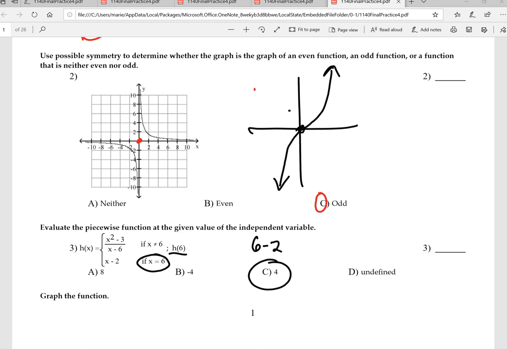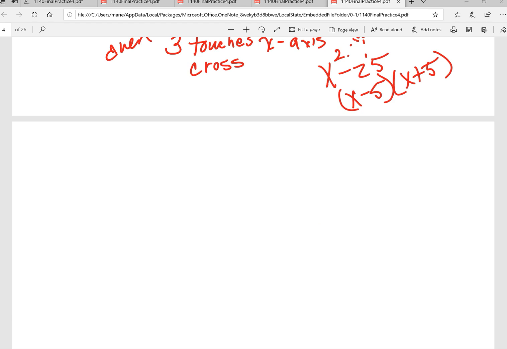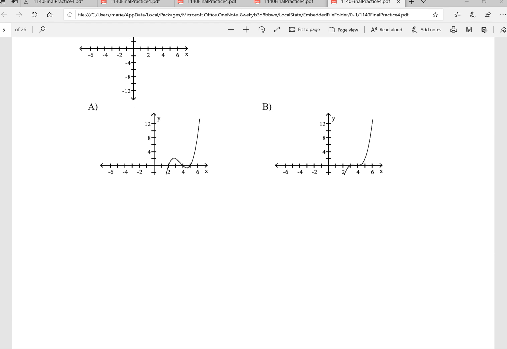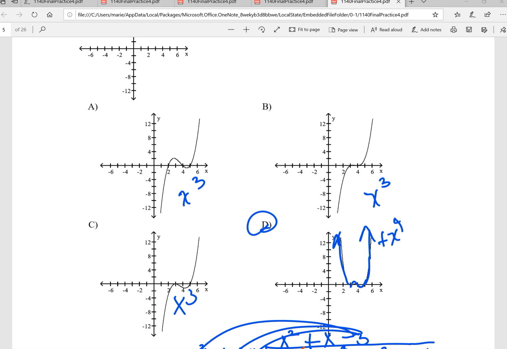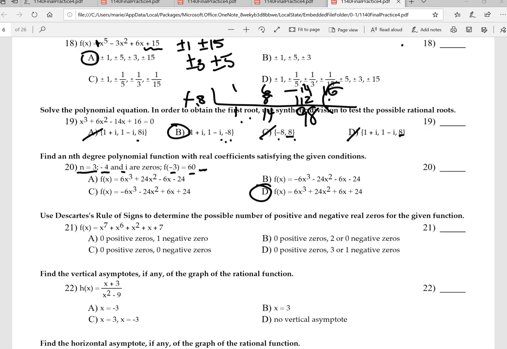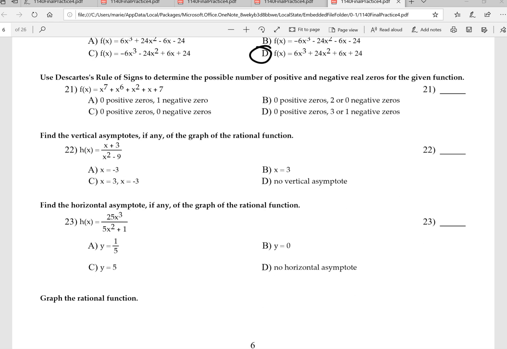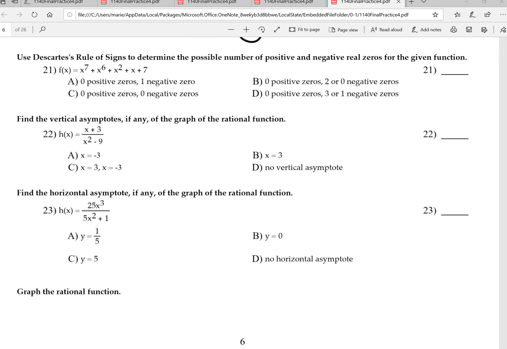At this point, we're on number 21. And let me get there. Okay, so for number 21, this is the Descartes rule of signs.